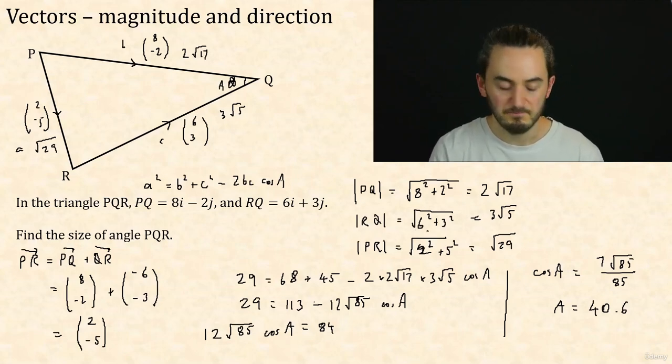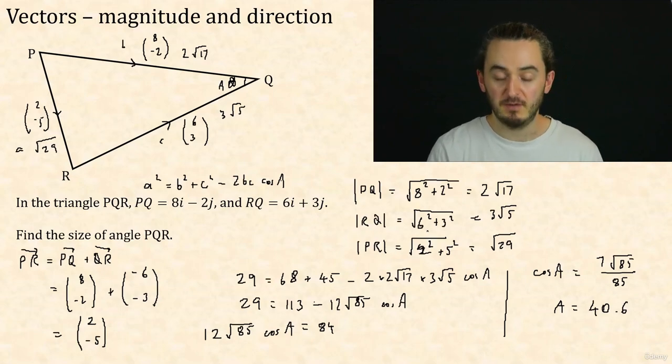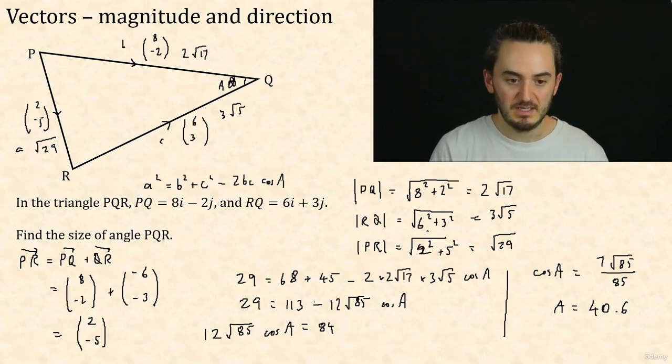PQR. So you can see that quite a lot of trigonometry comes in as well, so we need to be able to recognize that when we see it and be comfortable using it when it does. Okay, that is all for now on magnitude and direction.